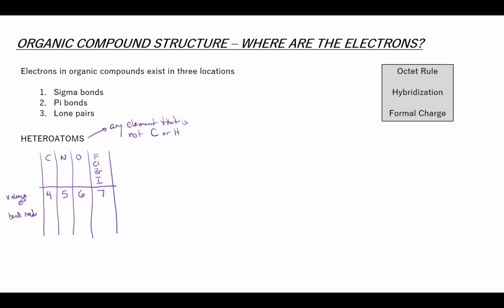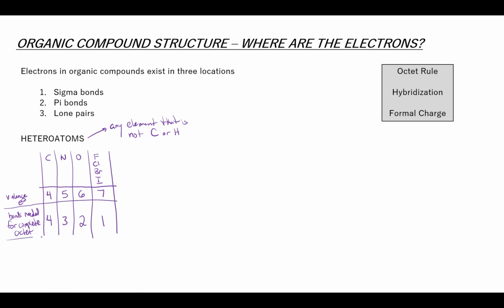Bonds needed for complete octet. Carbon, we've already established, needs 4 bonds to complete its octet. It has 4 valence electrons, it needs 4 more, and the way that it gets those extra 4 is through bonding, right? Nitrogen has 5 valence electrons, so it needs 3 bonds in order to fulfill its octet. Oxygen needs 2, and the halogens need 1. And so once again, we have this nice pattern where the number of bonds needed for a complete octet decreases by 1 as we move to the right.